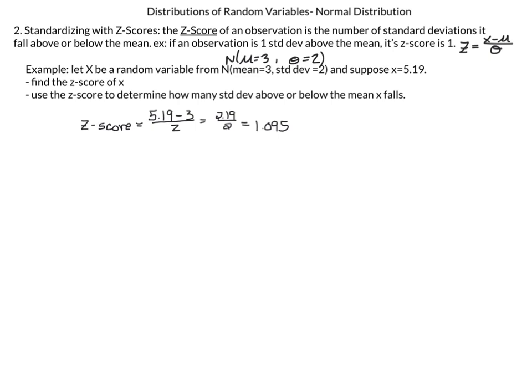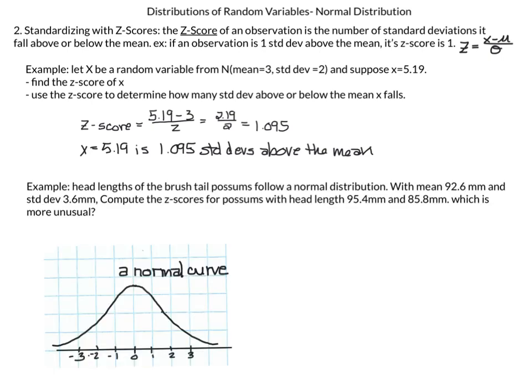So my x value is 5.19 minus our mean, which is 3. Again, this top part is how many units you are away from the mean, and then I divide by the standard deviation to see that we're 1.095. That's our z-score, which is exactly the answer to this question here. It's the number of standard deviations we are above the mean. That's my alarm, by the way. We have this next example.